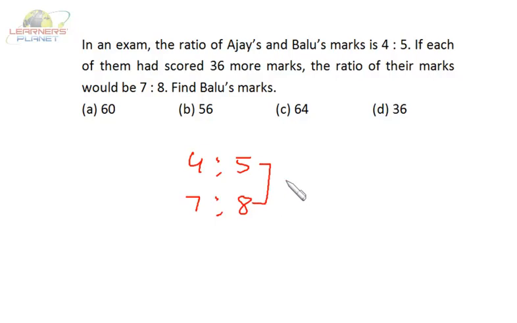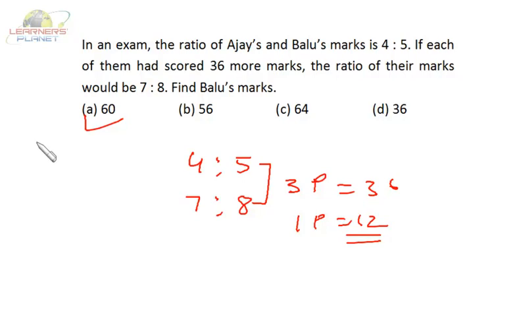Here it is actually 3 parts and in actual these 3 parts is 36. So one part is 12. Now we have to find out the marks of Ajay and Balu. Even in this case, we have to find the marks of Balu, which will be 5 parts. If one part is 12, 5 parts will be 60. As simple as that.